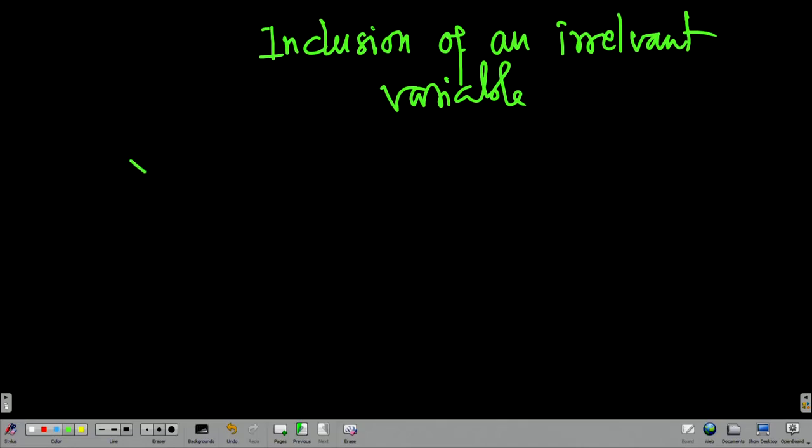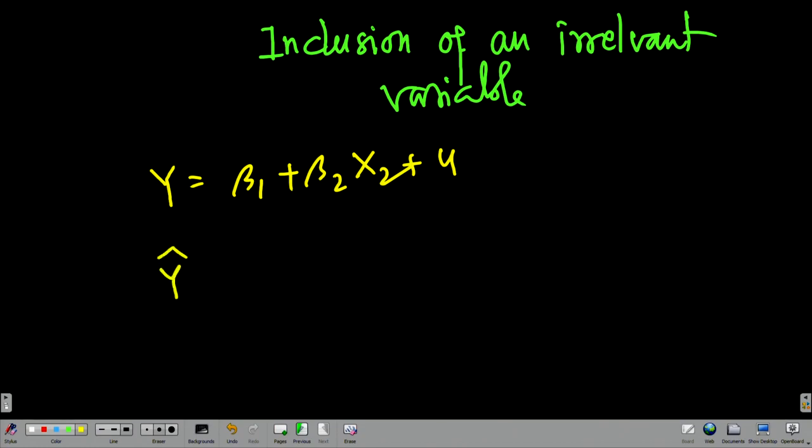in our model. So, let's say you remember that equation where my true model is y is equal to beta 1 plus beta 2 x 2 plus u, whereas your estimated model is b 1 plus b 2 x 2 and b 3 x 3. So, you have basically included something that was not relevant to the model.